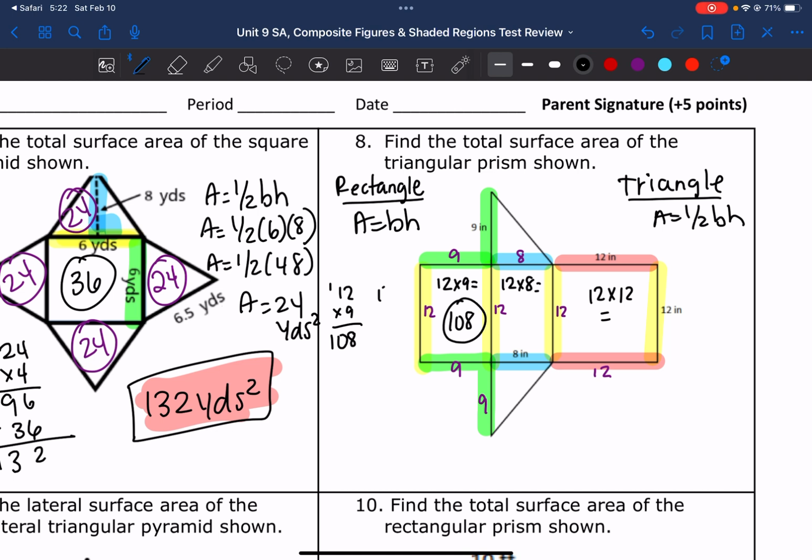Okay, let's do 12 times 8. 8 times 2 is 16. 8 plus 1 is 9, so 96. This one in the middle is 96. And now let's do 12 times 12.